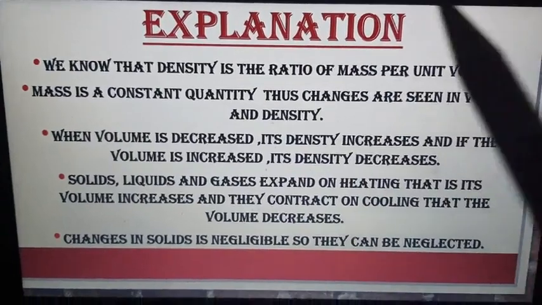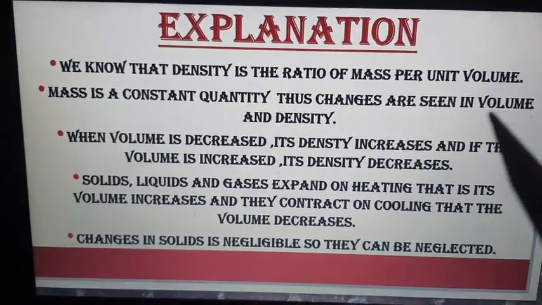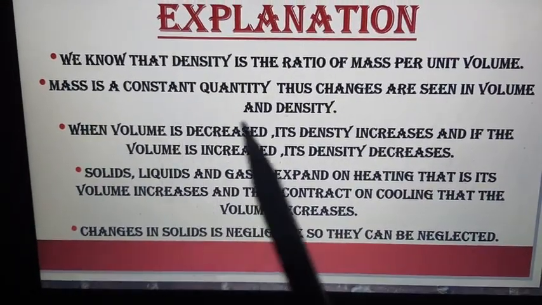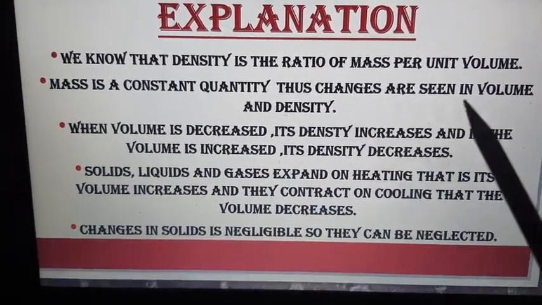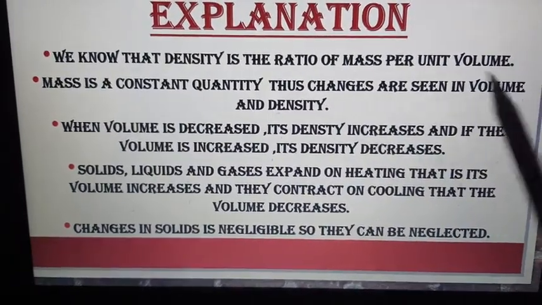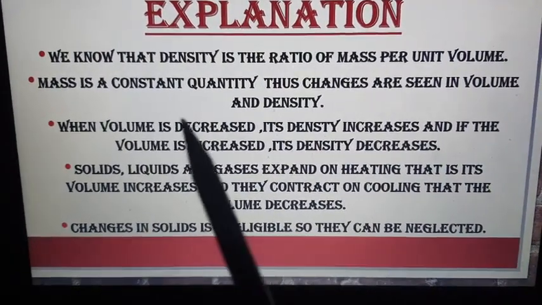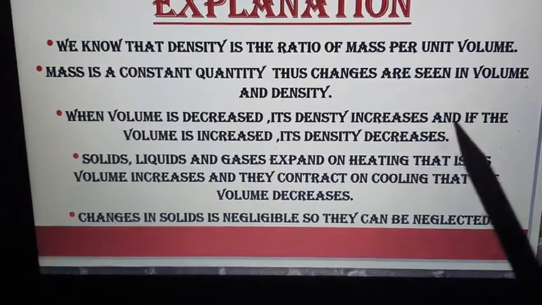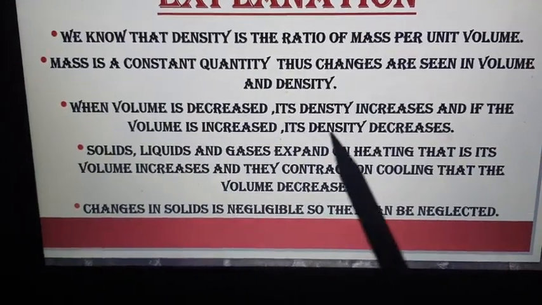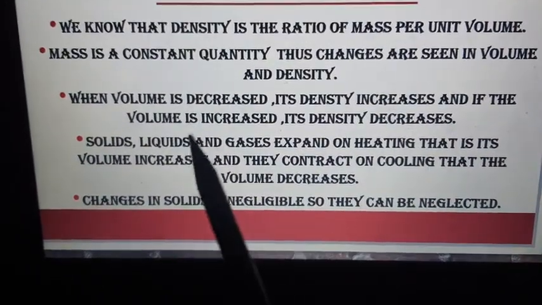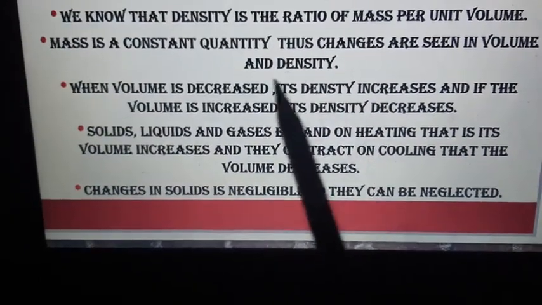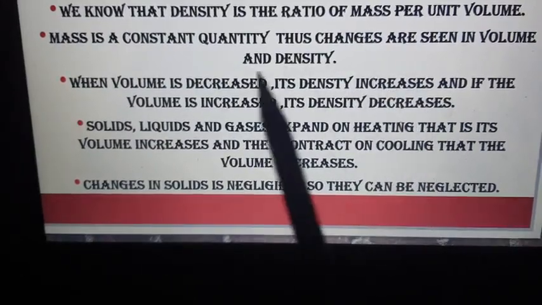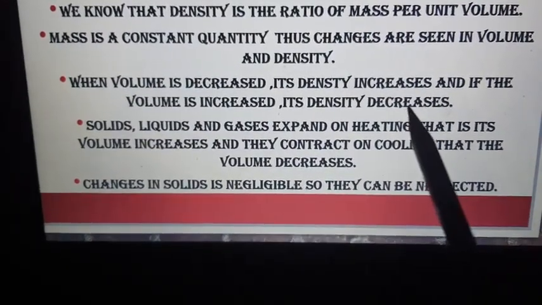Now, we know that density is given as the ratio of mass per unit volume, but we know that mass is a constant quantity. So what is going to change? It's either going to be the volume or the density. When you decrease the volume, the density increases, and if we increase the volume, the density decreases. That means that volume and density are inversely proportional to each other, because when one of them is decreasing, the other one is increasing. When one of them is increasing, the other one is decreasing.